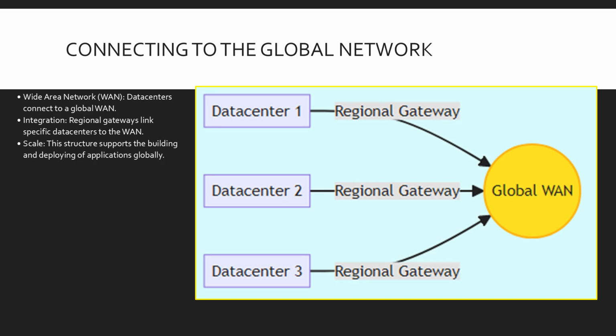This diagram illustrates the global scale. We see 3 distinct data centers on the left. Each connects individually through a regional gateway to a central node representing the global WAN. This visual emphasizes that while data centers are physical locations, they are all part of one interconnected global network.